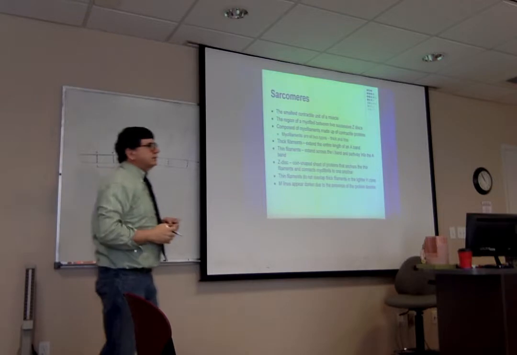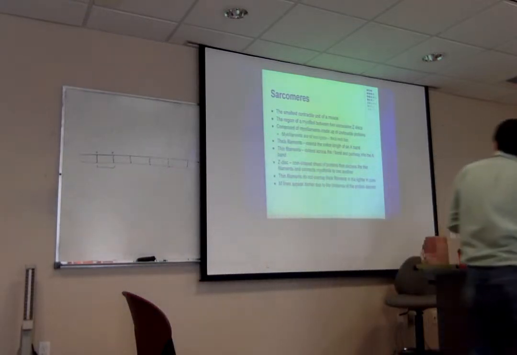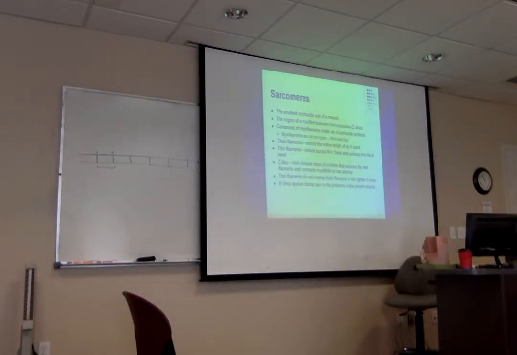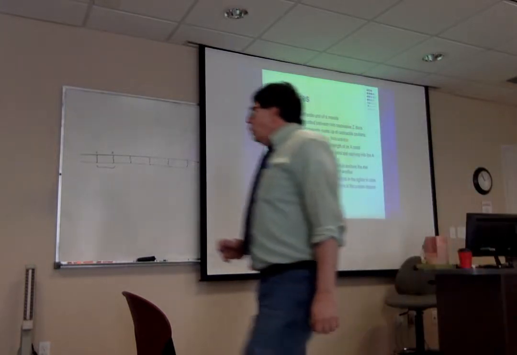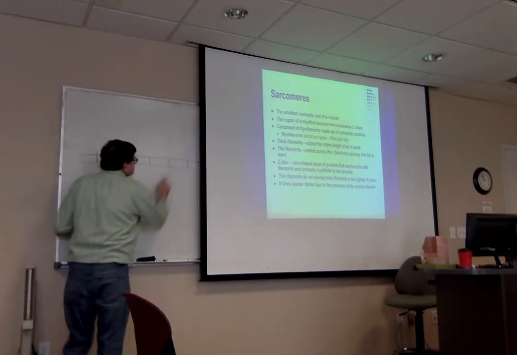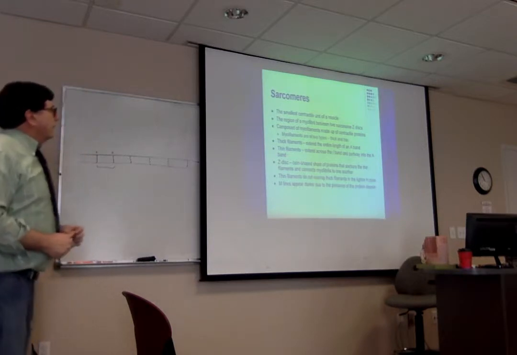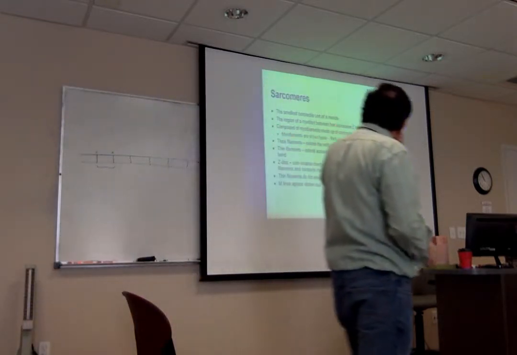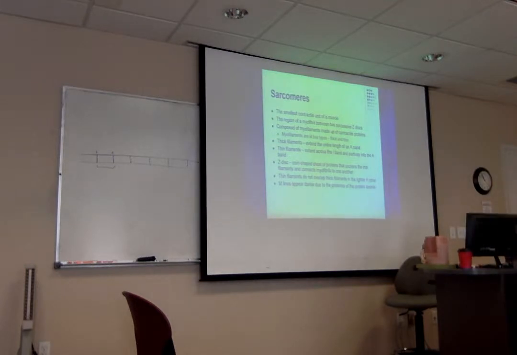And I'm drawing in Z disc here. So the region of a myofibril between two successive Z discs, and these Z discs are made up of a type of protein, that region between two successive Z discs is called a sarcomere. So along the myofibril, you have multiple sarcomeres. Sarcomeres are the singular form. A sarcomere is singular, sarcomeres is plural. Okay?